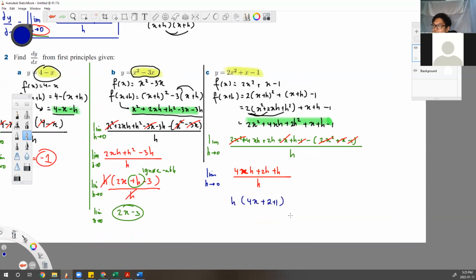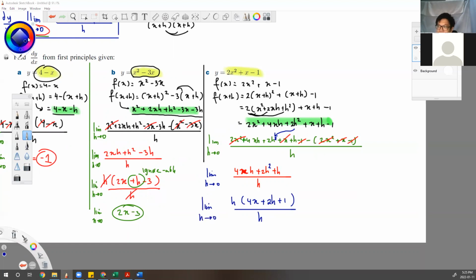Okay. Oh, I think something is wrong. Give me a moment. Square. I hate this, it's in the detail. I forgot to write this power 2. So h times negative 4x plus 2h plus 1 over h. That's right.